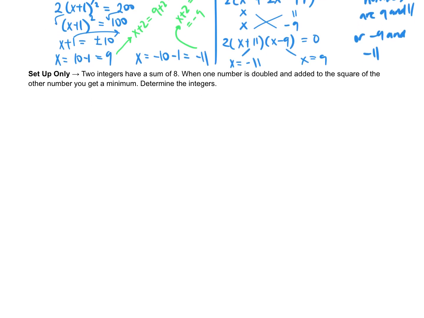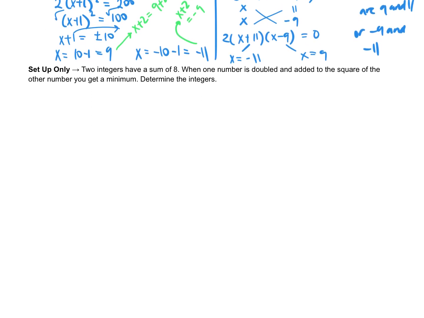All right, last question, and we're just gonna set this one up. We're not gonna do the whole solving. Two integers have a sum of 8. When one number is doubled and added to the square of the other number, you get a minimum. Determine the integers. The word minimum pops out as vertex. I'm not given anything about consecutive, so I'm looking for two numbers. I'm just going to use x and y.